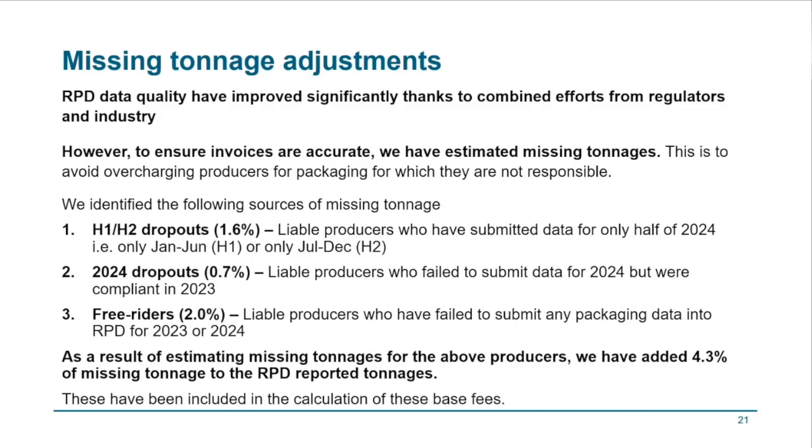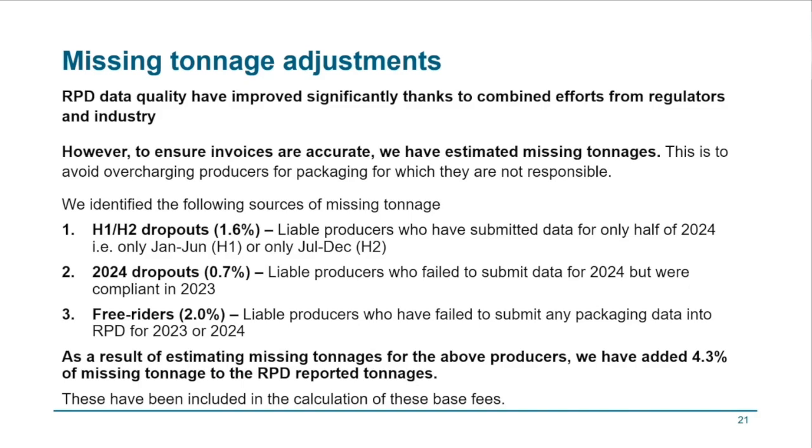So we've identified 3 main sources of missing tonnage. Those are producers who only submitted partial data for the year, so for H1 but not H2, or H2 but not H1. We've also estimated packaging from producers who submitted in, say, 2023, but did not submit their 2024 data. And we also estimate packaging from free riders. So those are producers who we believe are liable, but have not submitted any data into the system.